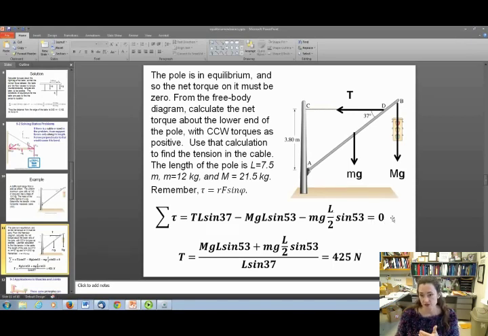Now those torques all sum to 0. Okay, so you can solve algebraically for what the tension would be, and you get big mg L sine of 53 plus little mg L over 2 sine of 53, divided by L sine of 37. And when you plug in for the value of L, which is 7.5 meters, little m, which is 12 kilograms, and big M, which is 21.5 kilograms, then you get 425 newtons for that tension.